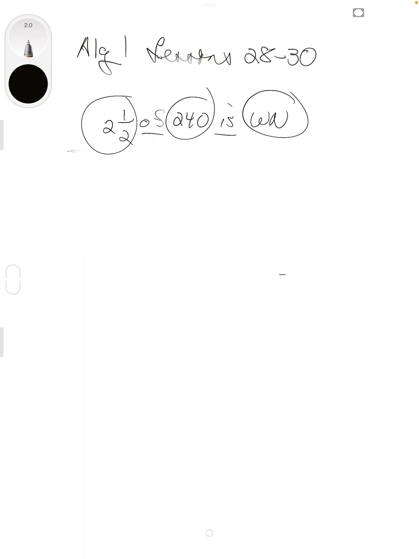So 2 1/2, we never multiply mixed numbers like this. We make this 5/2 times 240, or think of it as 240 over 1, equals something. Well, 240 over 2 is 120. And so 5 times 120 is 600. So in this case, 2 1/2 of 240 is 600. That's how we do that.